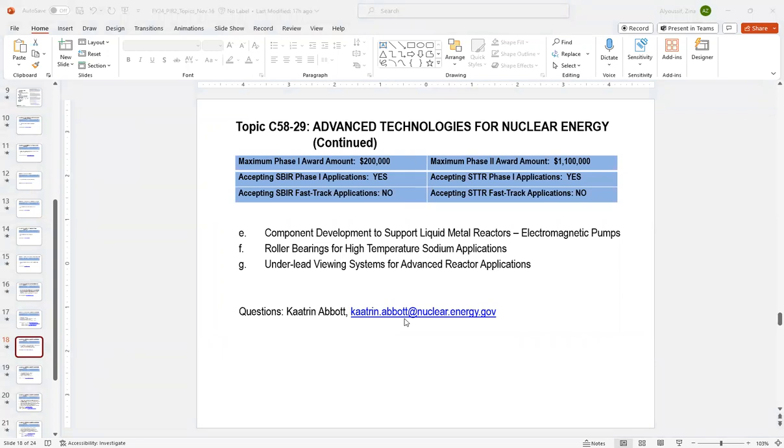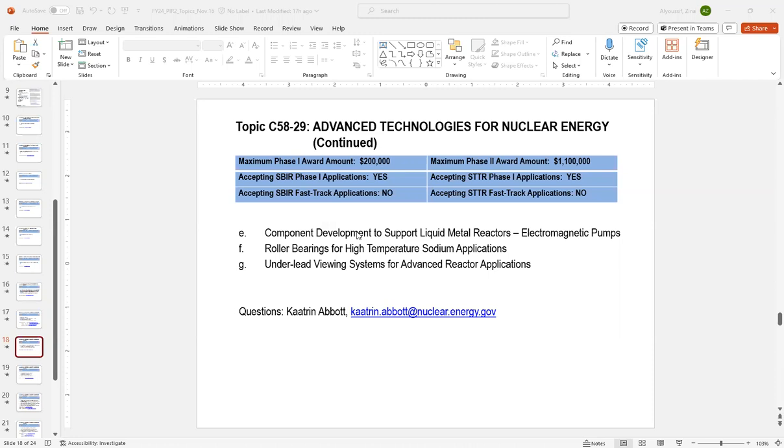Okay, so we have 3 topics for this particular area. The first one is component development to support liquid metal reactors, specifically electromagnetic pumps. The idea behind this is liquid metal reactors have been demonstrated in a number of countries. Advanced versions of the first-gen reactors have tried to simplify large pumps by using electromagnetic pumps with the ability to operate submerged in high temperature and under radiation conditions.